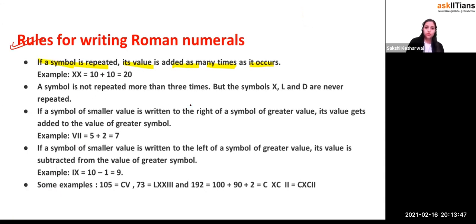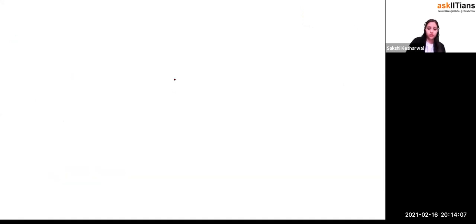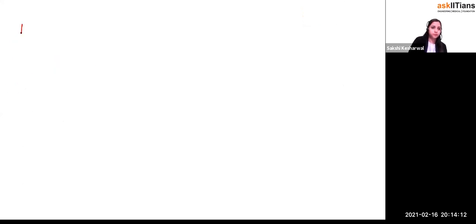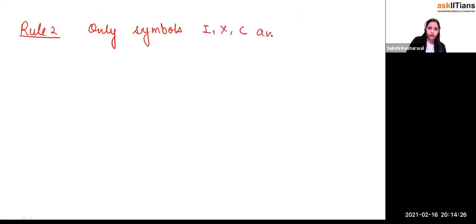It says that a symbol is not repeated more than 3 times, but the symbols, it's like XL, because right now you just wrote XX, right? So it's like this: only the symbols I, X, C, M are repeated. So please make the correction over here. There's a space left. Please do rule number 2 over here. This is rule number 2 I'm writing: only the symbols I, X, C and M are repeated.